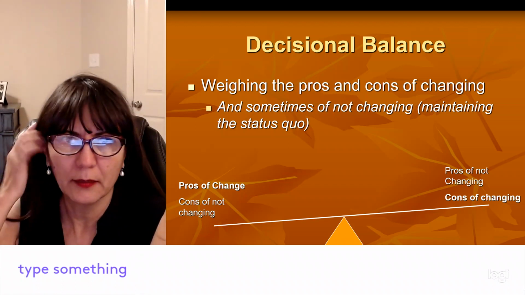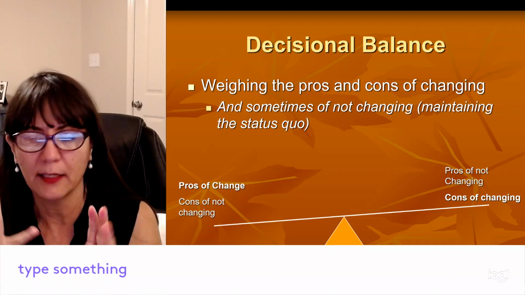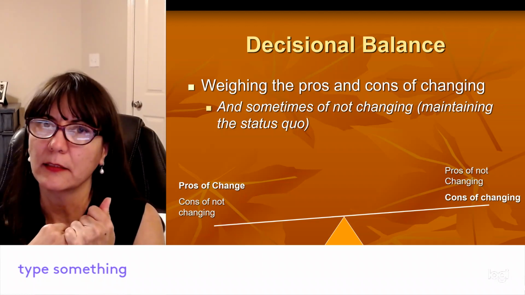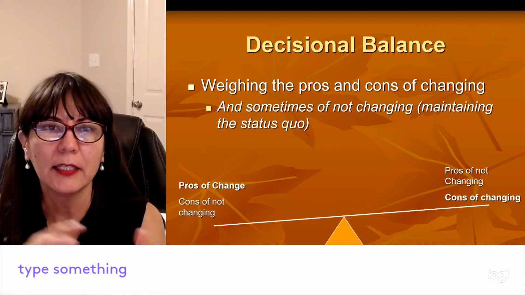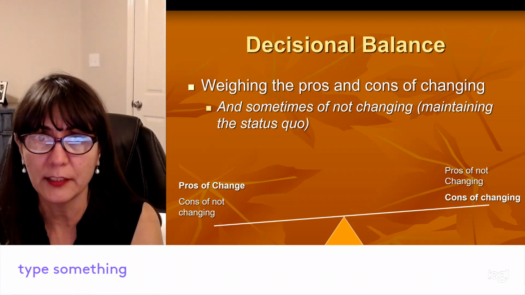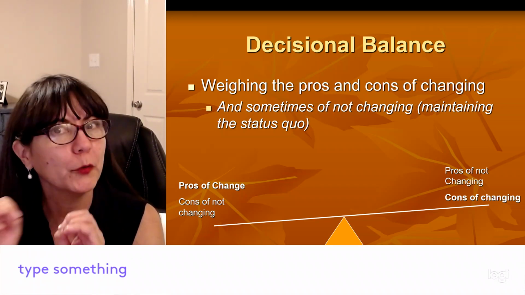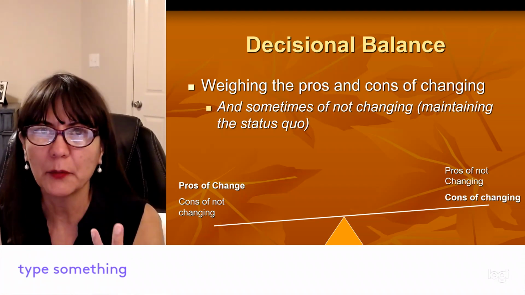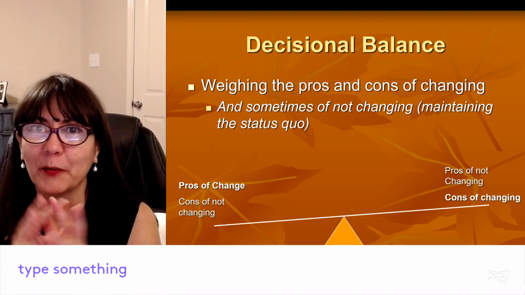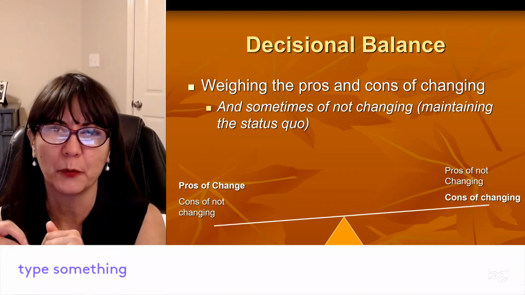Okay, so one of the other constructs, we've discussed the stages of change, and we've discussed the processes of change. So now let's transition to another set of constructs in the transtheoretical model, which includes the decisional balance between pros and cons, right? So we typically weigh the pros and cons of changing our behavior, and sometimes the pros and cons of not changing or maintaining the status quo, right?